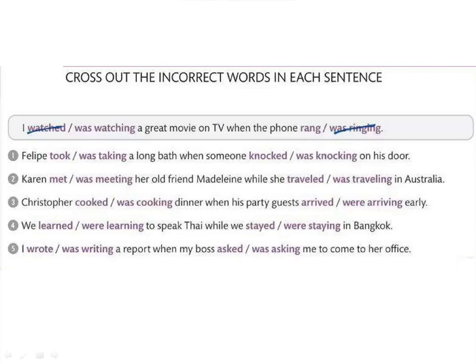Number 5. I wrote or was writing a report when my boss asked or was asking me to come to her office. I was writing a report when my boss asked me to come to her office. Very good.